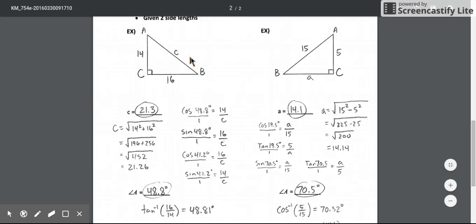So to solve for side length C, I can say a squared plus b squared equals c squared, or 14 squared plus 16 squared equals c squared. Square root both sides to solve for c. Simplify this, and we get about 21.3.